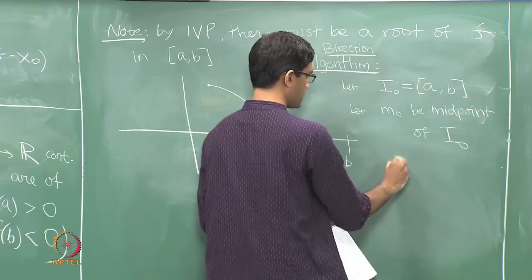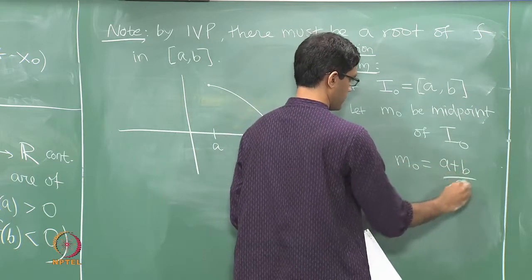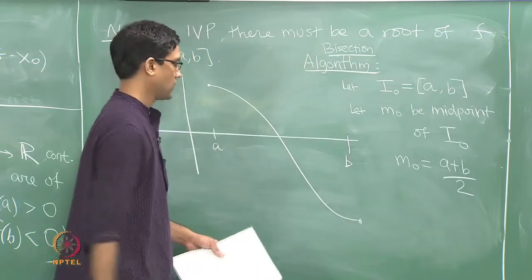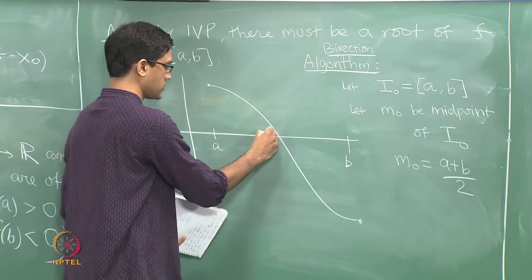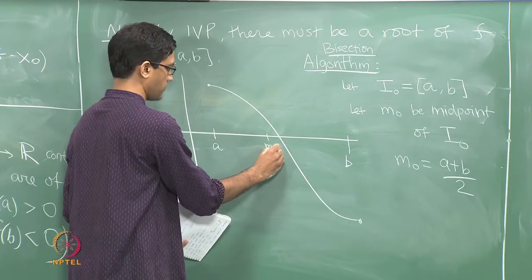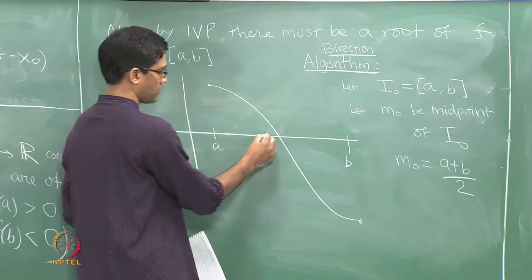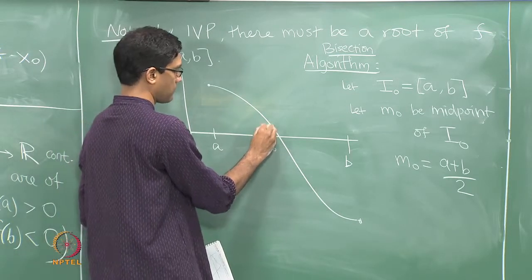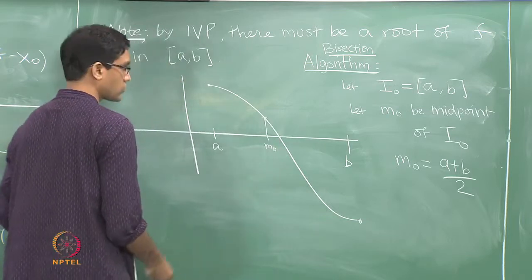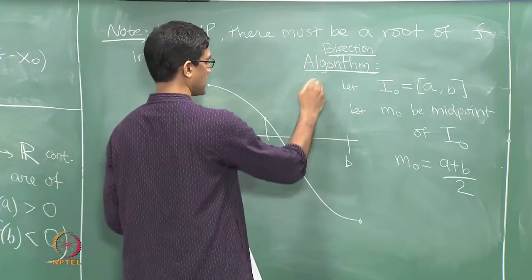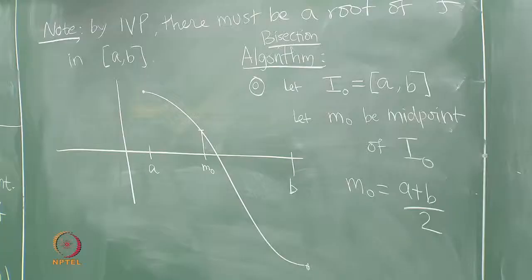Okay, what does that mean? M0 therefore is just a plus b by 2, just the average of the endpoints. So you have the original interval and you take the midpoint. Let us say this is what the midpoint is, M0. Now you compute the value of the function at the midpoint. Okay, the function value in this example at the midpoint is positive. Okay, so let us call it step 0 if you wish of the algorithm.